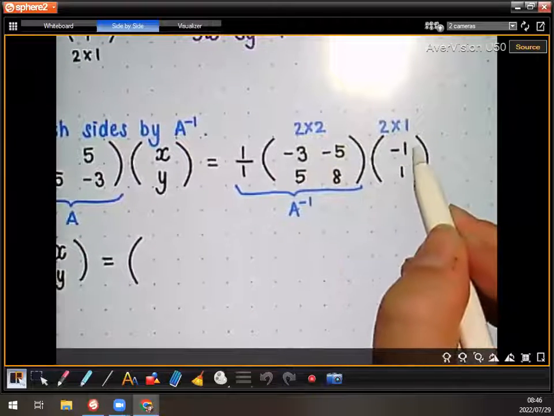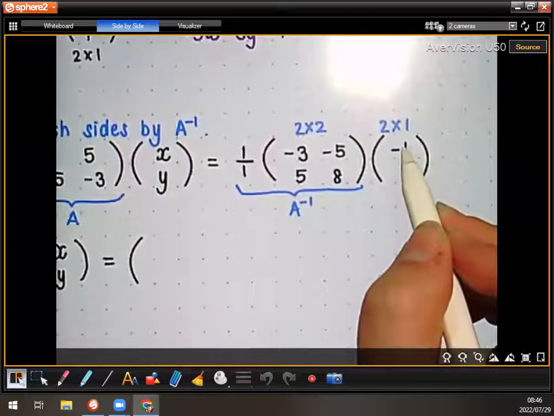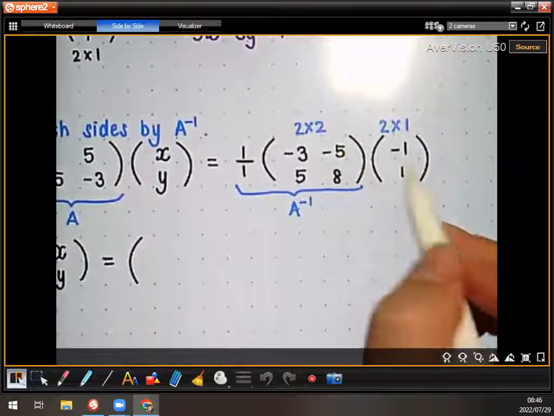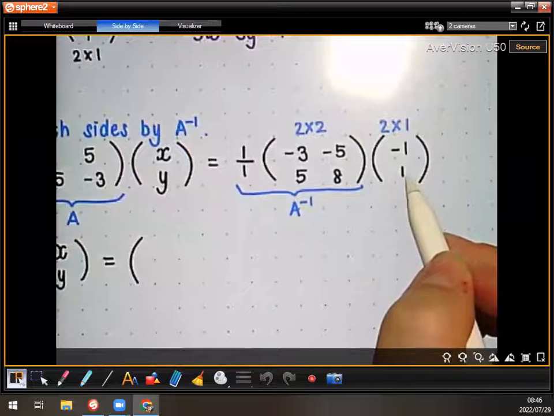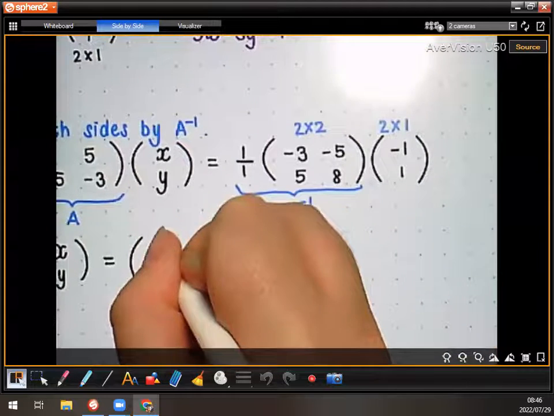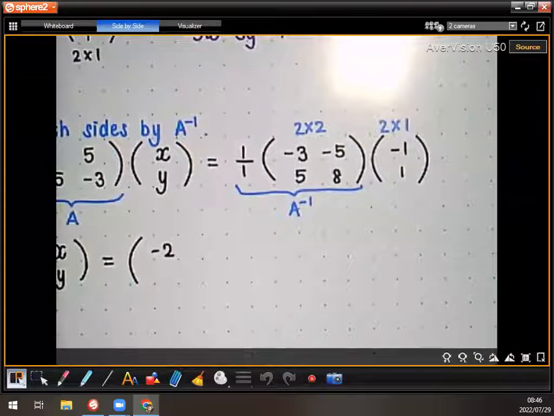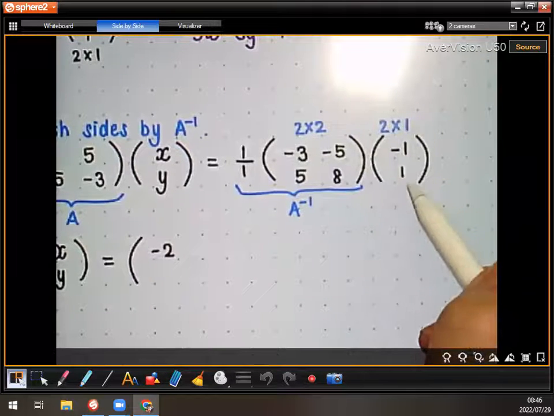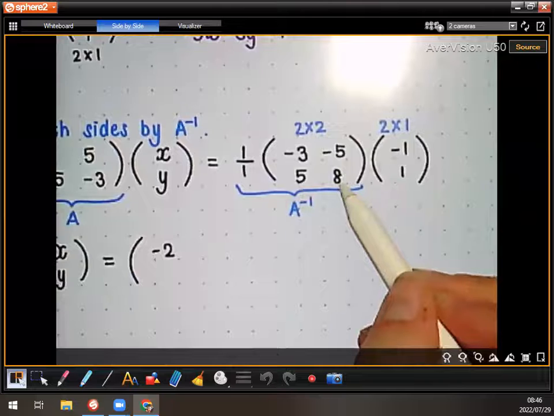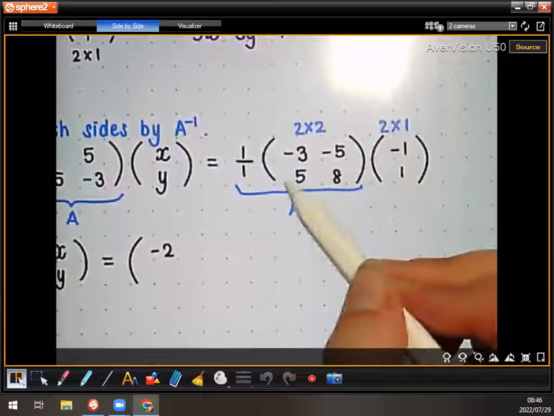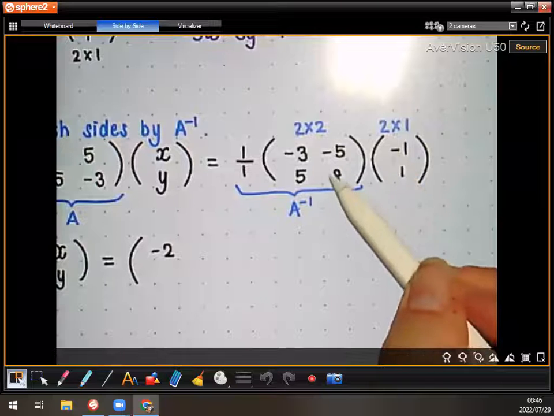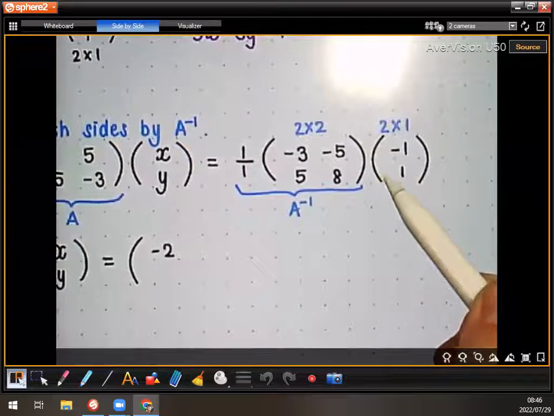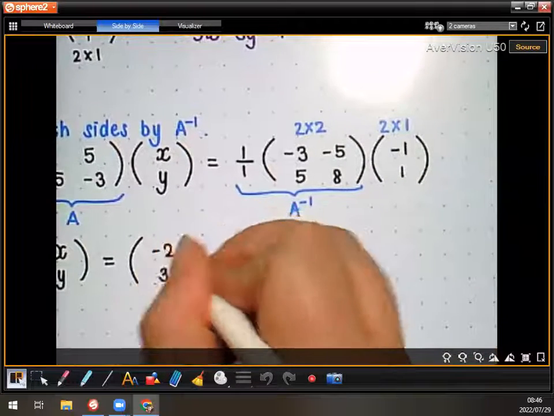What's negative 3 times negative 1? 3. Plus negative 5 times 1, which is negative 5. What's 3 plus negative 5? Negative 2. And that is what I get when I do first row times first column. Now we're going to do second row times first column. What is 5 times negative 1? Negative 5. Plus 8 times 1, 8. Negative 5 plus 8 is 3.